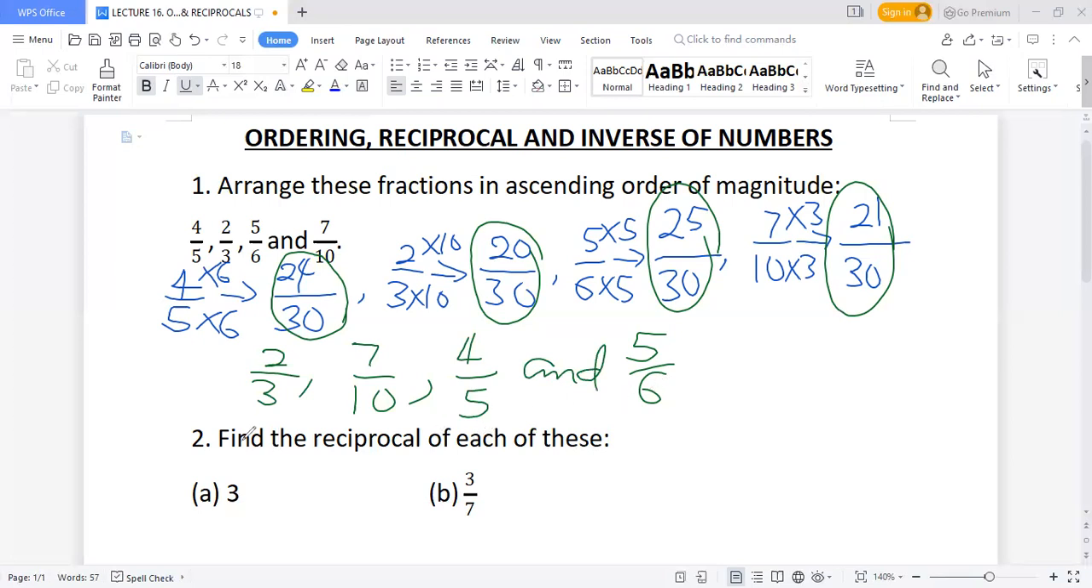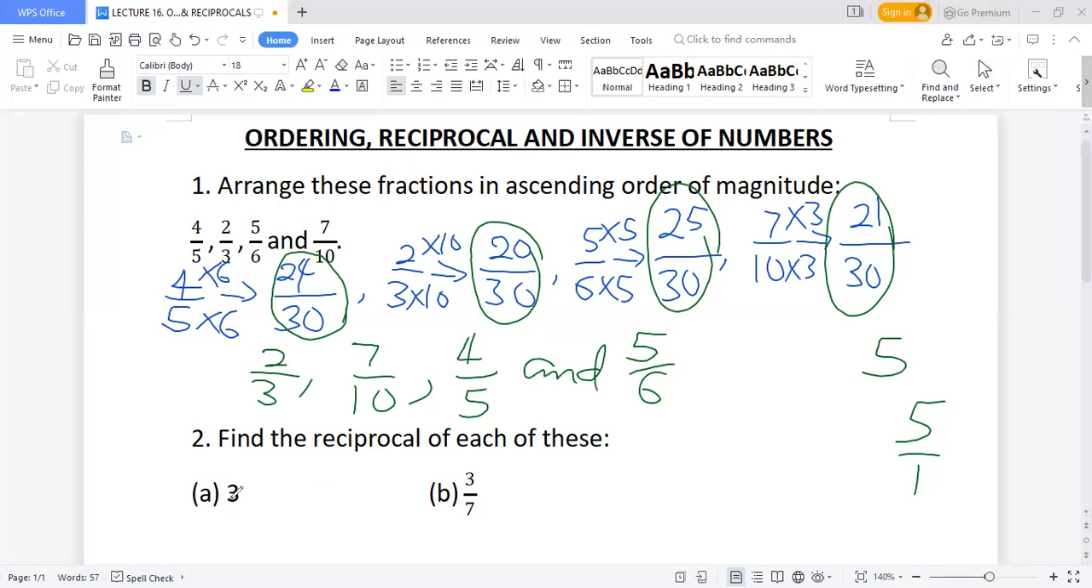And we quickly go to number 2, where we have to find the reciprocal of each of these numbers. Reciprocal is simply this: if you have 5 as a whole number and you want to write it in ratio form as a fraction, it means 5 over 1. So when you are asked to find the reciprocal of a number, just invert this. Let the denominator come up and the numerator go down. So it becomes 1 over 5. That means the reciprocal of 5 is 1 over 5.